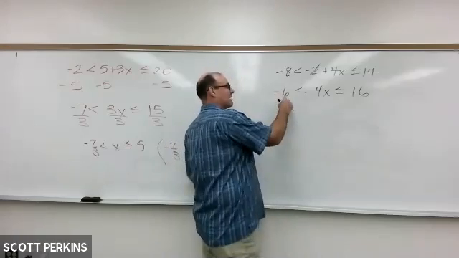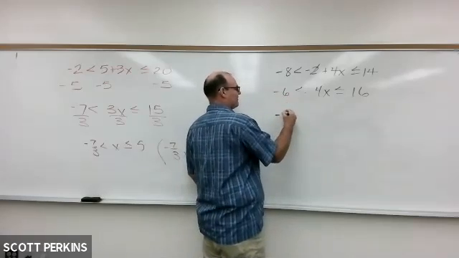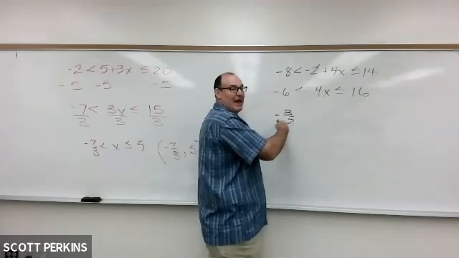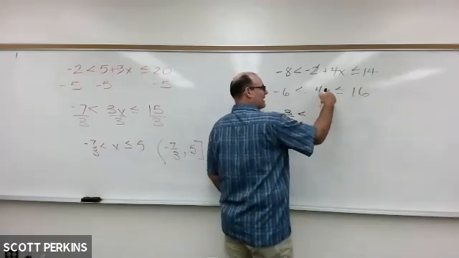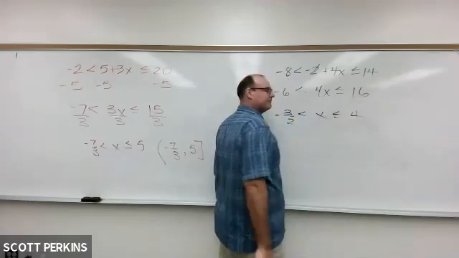Divide by 4. So when I divide by 4 here, I've got -3/2 is what it's going to reduce to. It'll be -6/4 becomes -3/2. If you're a fan of decimals, it's -1.5. And then we have divide by 4 here, we just get x. Divide by 4 on this side, I get 4.